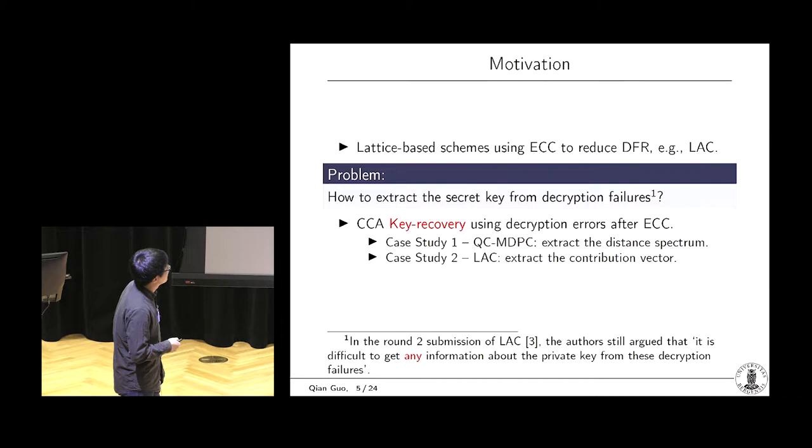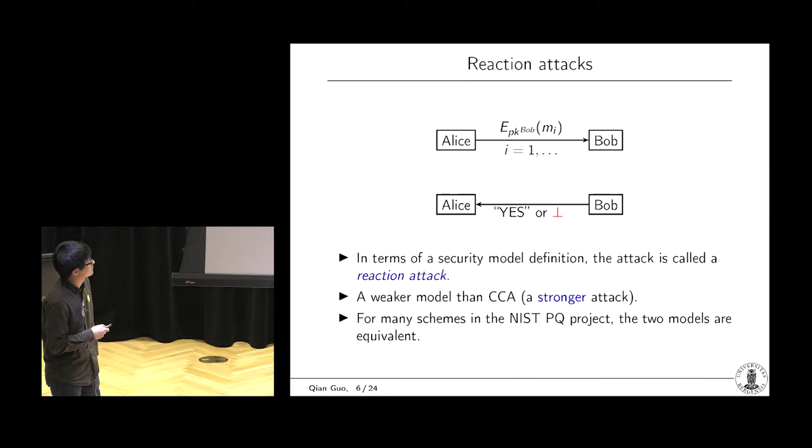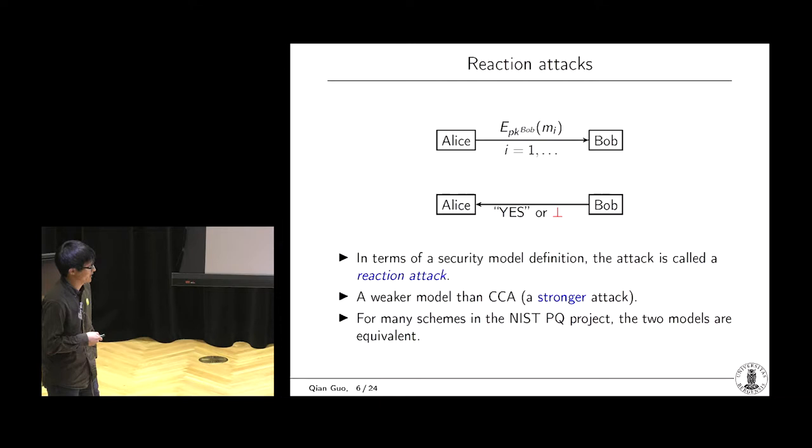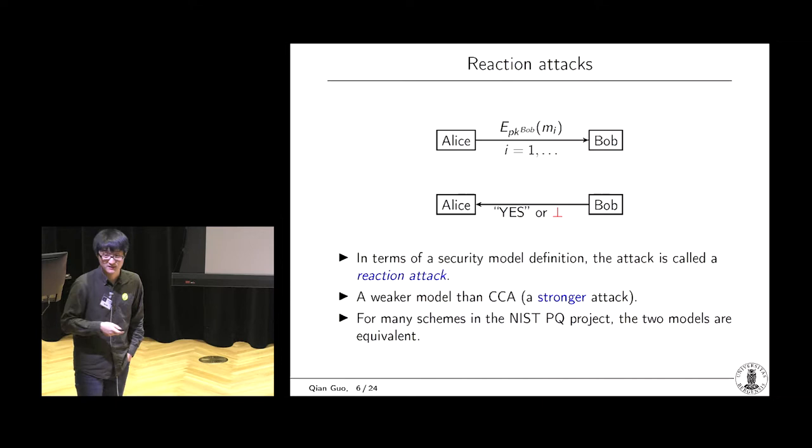The attack scheme is called a reaction attack. Alice will send a message to Bob using Bob's public key, and Bob will decrypt and tell Alice whether decryption is a success or not. In terms of security model definition, this is called a reaction attack. Actually, this is a weaker model than CCA, because in CCA the decryption algorithm may tell you that a wrong message was decoded, but this is information that can easily be blocked. For all the schemes I see in the NIST PQ project, the two models are equivalent.